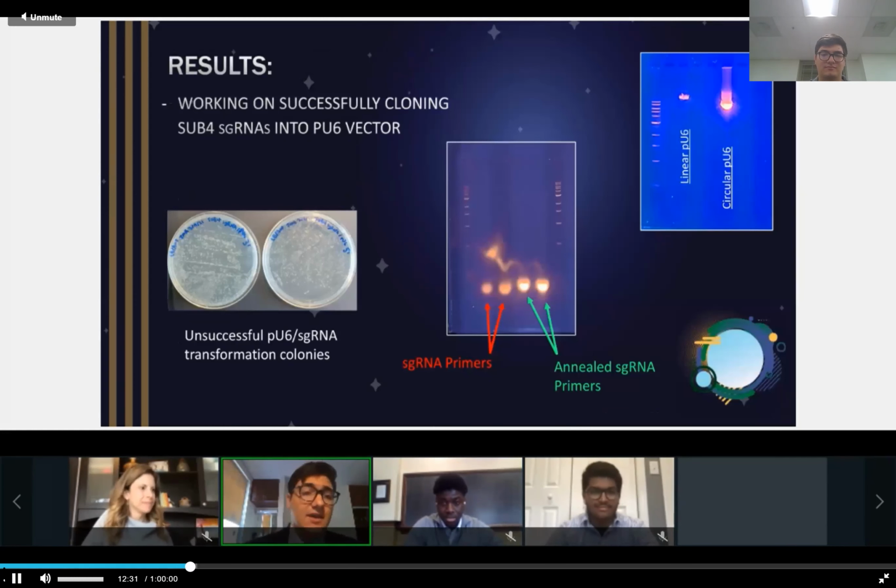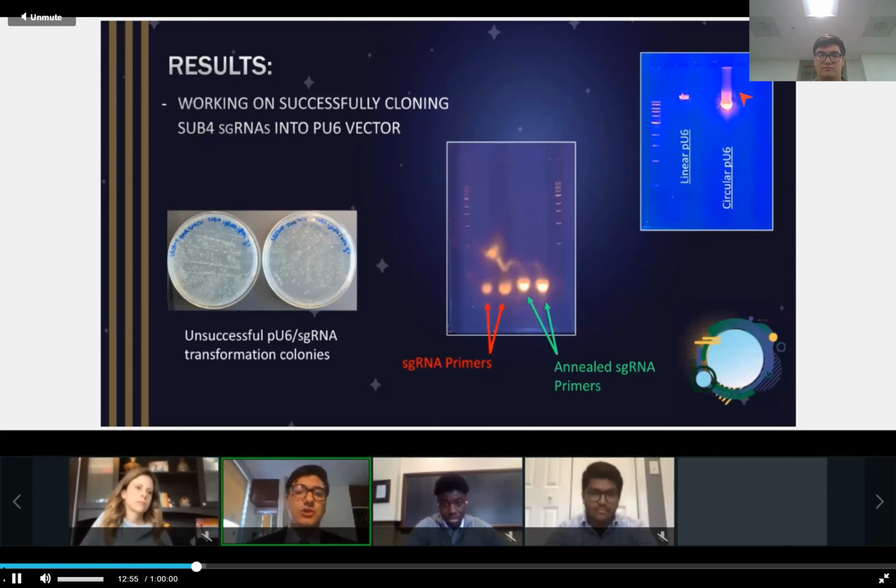As you can see here, we successfully annealed the sgRNA primers, as these are the single-stranded here, and as you can see, they run a little lower than the annealed primers. Just this little bit of difference can tell us that these are double-stranded versus these are single-stranded. And this gel electrophoresis is part of the ligation process.